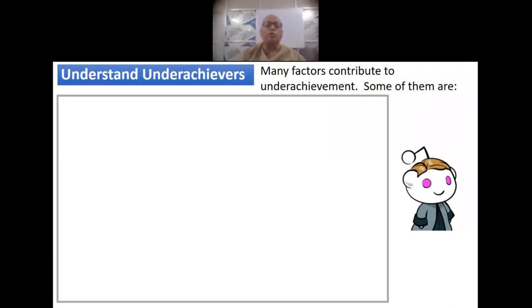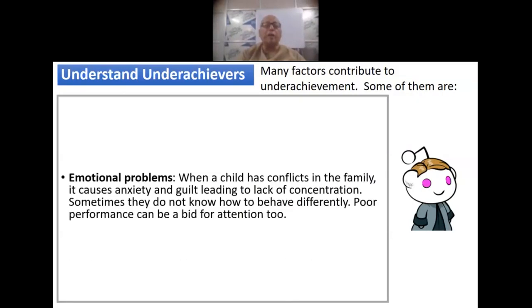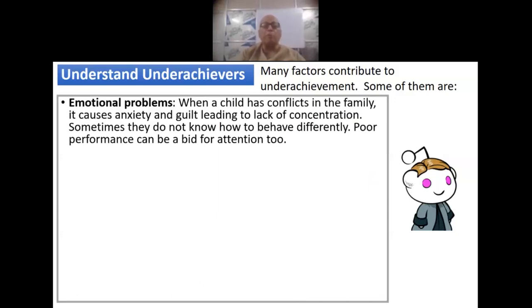So what happens to these struggling students? There are many factors that contribute to this underachievement. The first is emotional problems. Suppose the parents are fighting again with each other. It causes anxiety, and children sometimes feel that because of them the parents are fighting, and so they lack concentration. And children, especially small children, do not know how to behave differently. So sometimes poor performance is an attempt to get attention from parents, or an attempt to get attention from teachers. And so sometimes you will notice that most of the students who have behavioral problems are students who are having emotional problems.